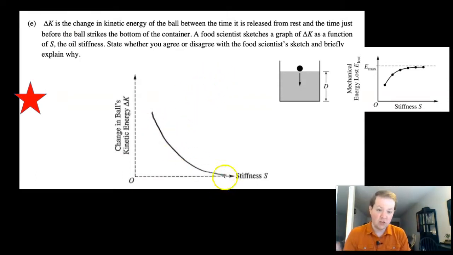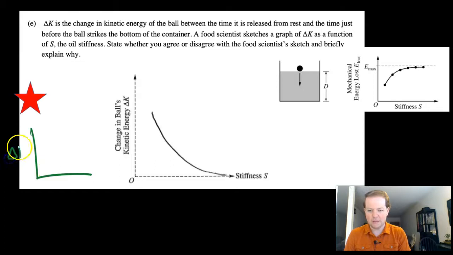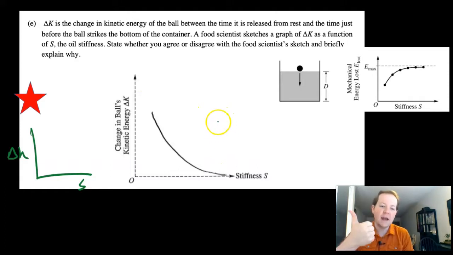Originally, this line wasn't drawn, and you were asked to draw this graph. It gave you this, and it said draw delta K versus S. Okay, now where did I assign points? 1, I assigned points for saying that you agree this graph is correct. This was the graph from the solutions. And then an explanation for why this graph is correct.